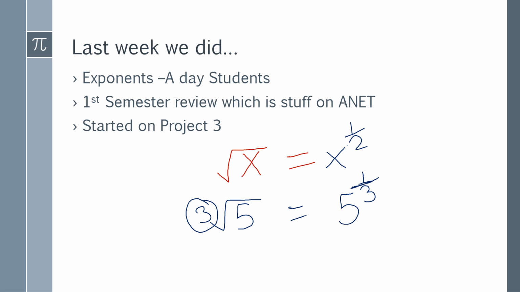Now, I'll give you a quick example. What if I give you 5 to the 1/4, that's the exponential form. How would I write this in radical form? Well, the 4 is in the denominator, right? So when I write the radical, the 4 is going to be right there. And then the 5 being the base is going to be inside the radical. All right?